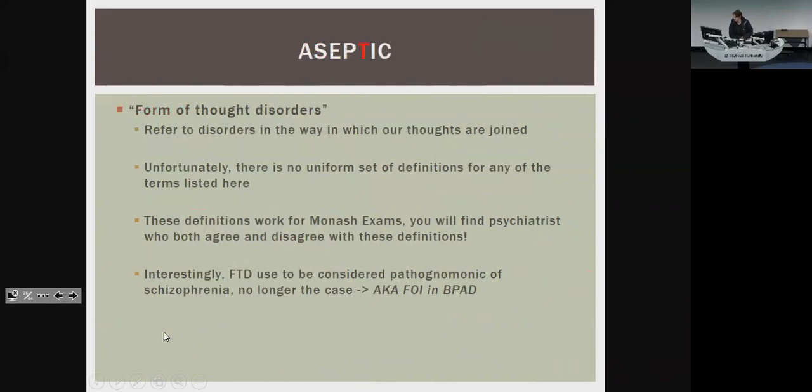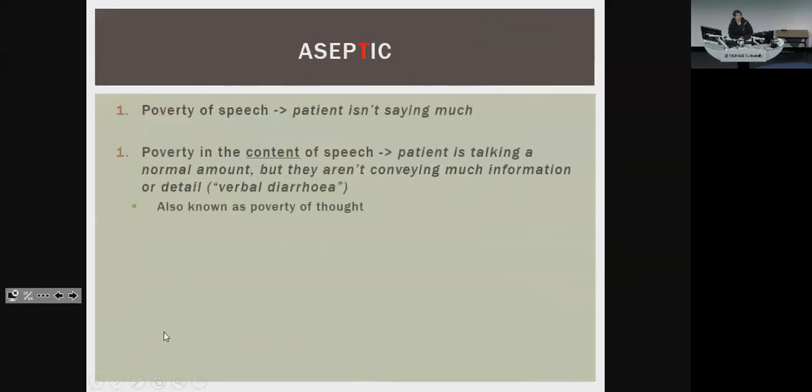Interestingly, the formal thought disorders or form of thought disorders used to be pathognomonic of schizophrenia, but we know that's no longer the case because flight of ideas can happen in mania. So I've only covered about 6 form of thought disorders. You need to go away in your own time and learn all the other ones, but these are the ones that people get confused with.